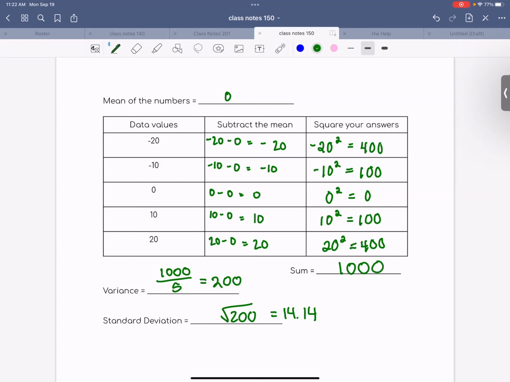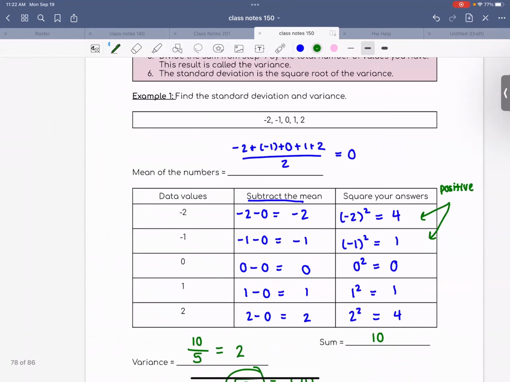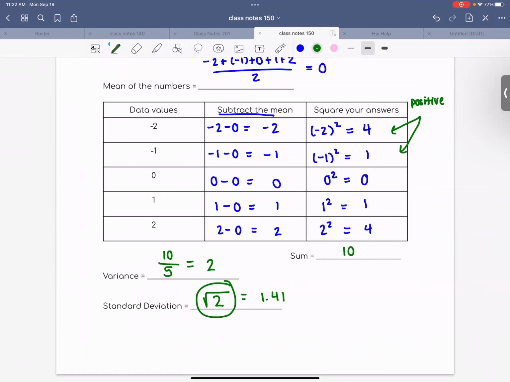Okay. Now we did say, we predicted in the beginning that the numbers on the left, like the -2 through +2, had a smaller standard deviation than the numbers on the right. Let's just do a little check. We got 14.14, which is the standard deviation we expected to be bigger. The first one was 1.41. So we definitely got a way bigger standard deviation for the numbers that were more spread apart.